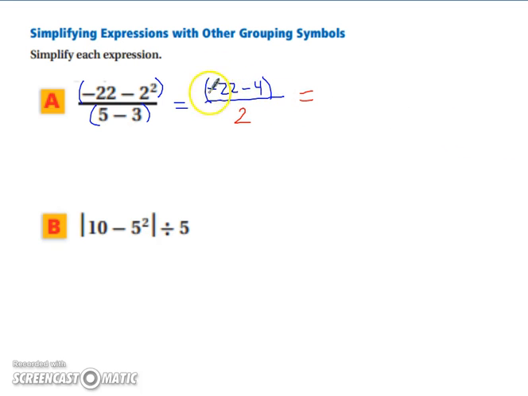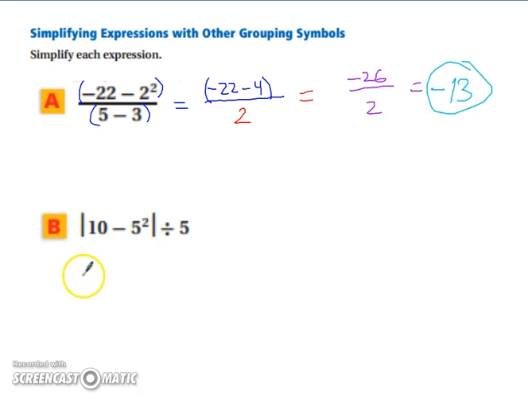Alright, so now we still have a set of parentheses we need to take care of, because that is step 1 in the order of operations. So we have negative 22 minus 4, which is negative 26, and we're going to rewrite our 2 down here. And then we can simplify this. It's only one operation left. So we're just going to simply do negative 26 divided by 2. And in that case, we end up with negative 13.